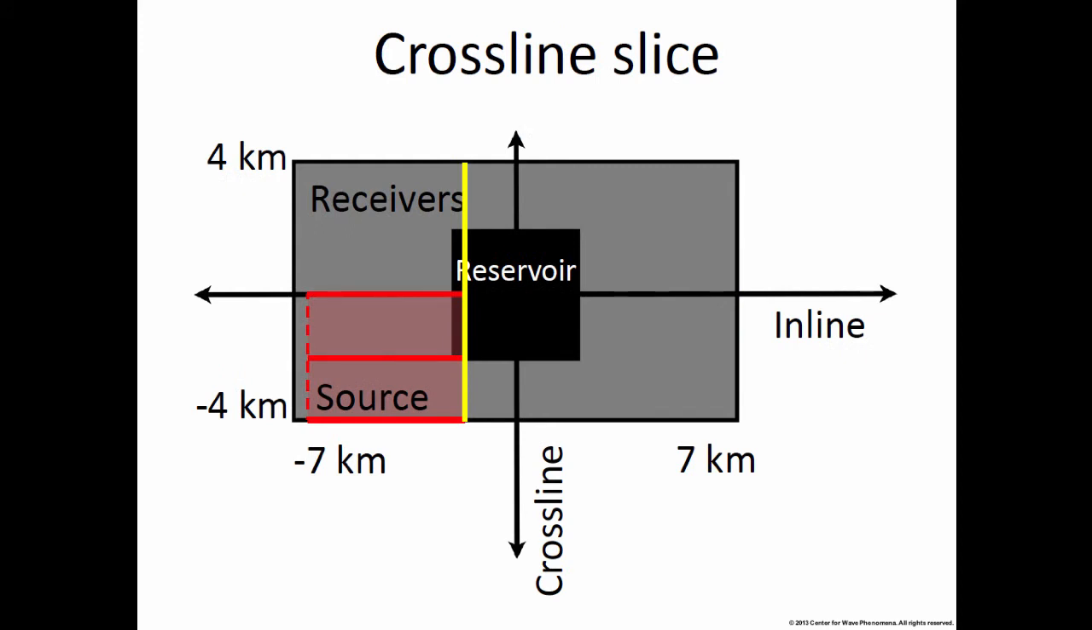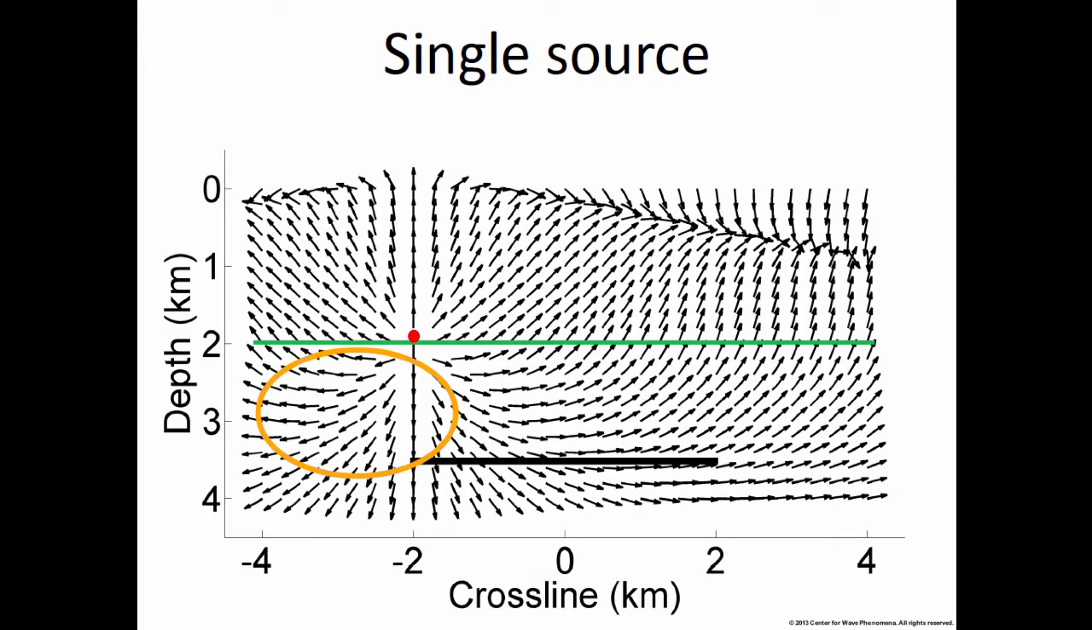So I'm going to show you some 2D slices along the yellow line shown here, which is in the crossline direction. So this is the 2D time-averaged normalized Poynting vector for a single source shown in red. The ocean floor is denoted by the green line, and the reservoir is shown as the black rectangle. So looking at this 2D Poynting vector, it really shows us the different parts of an electromagnetic field.